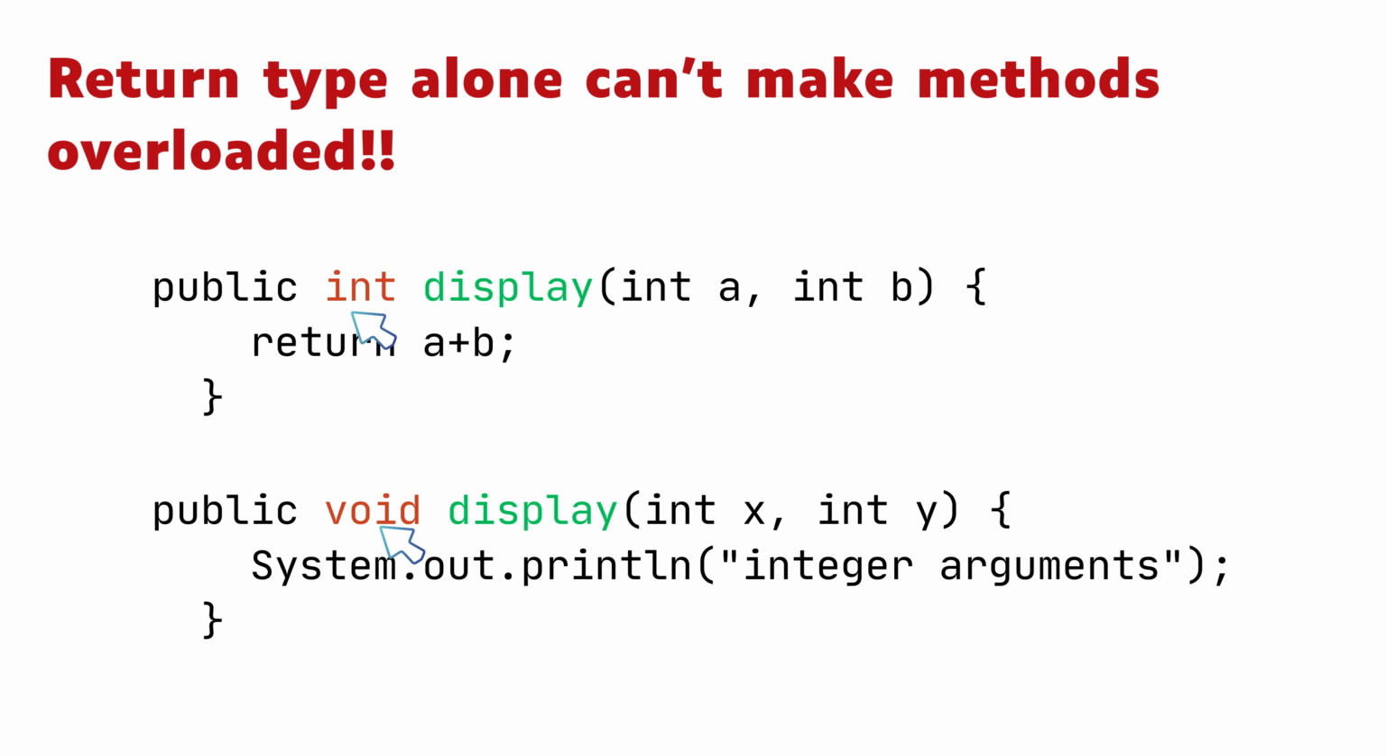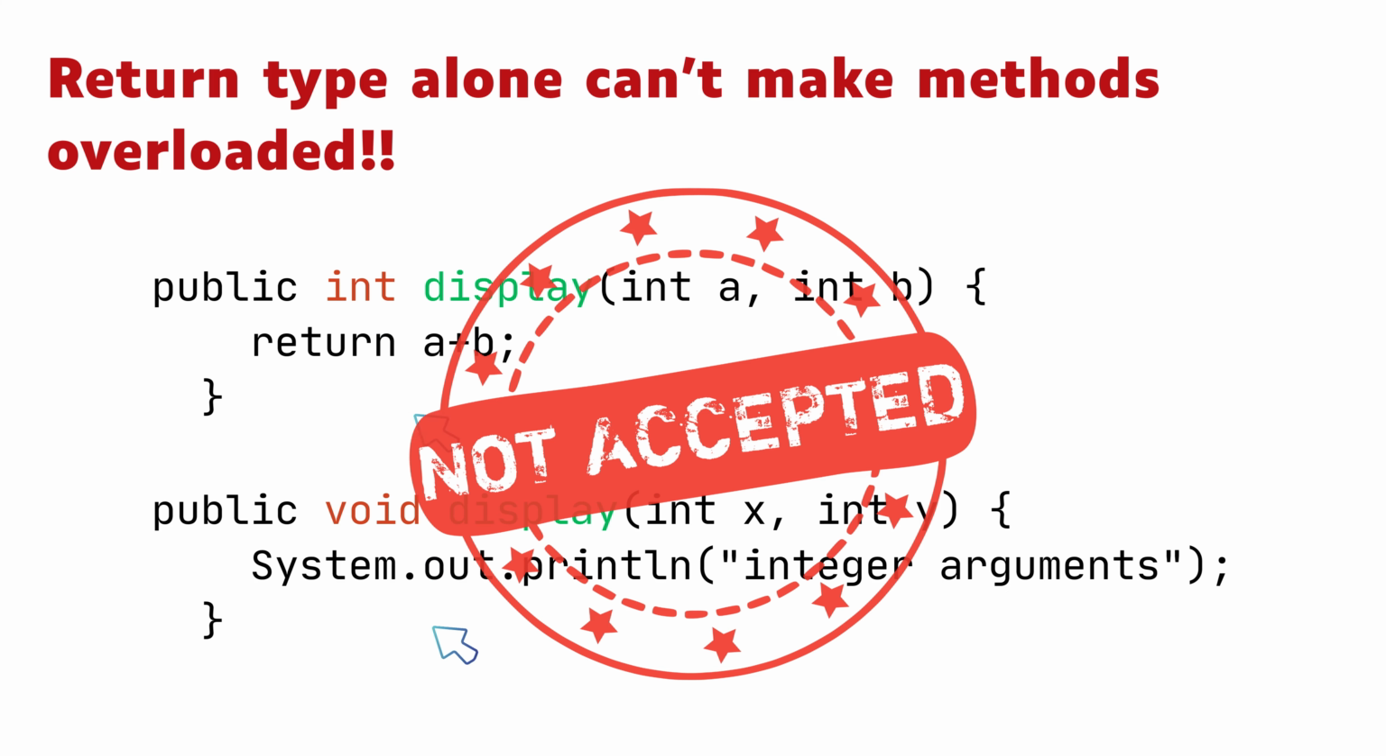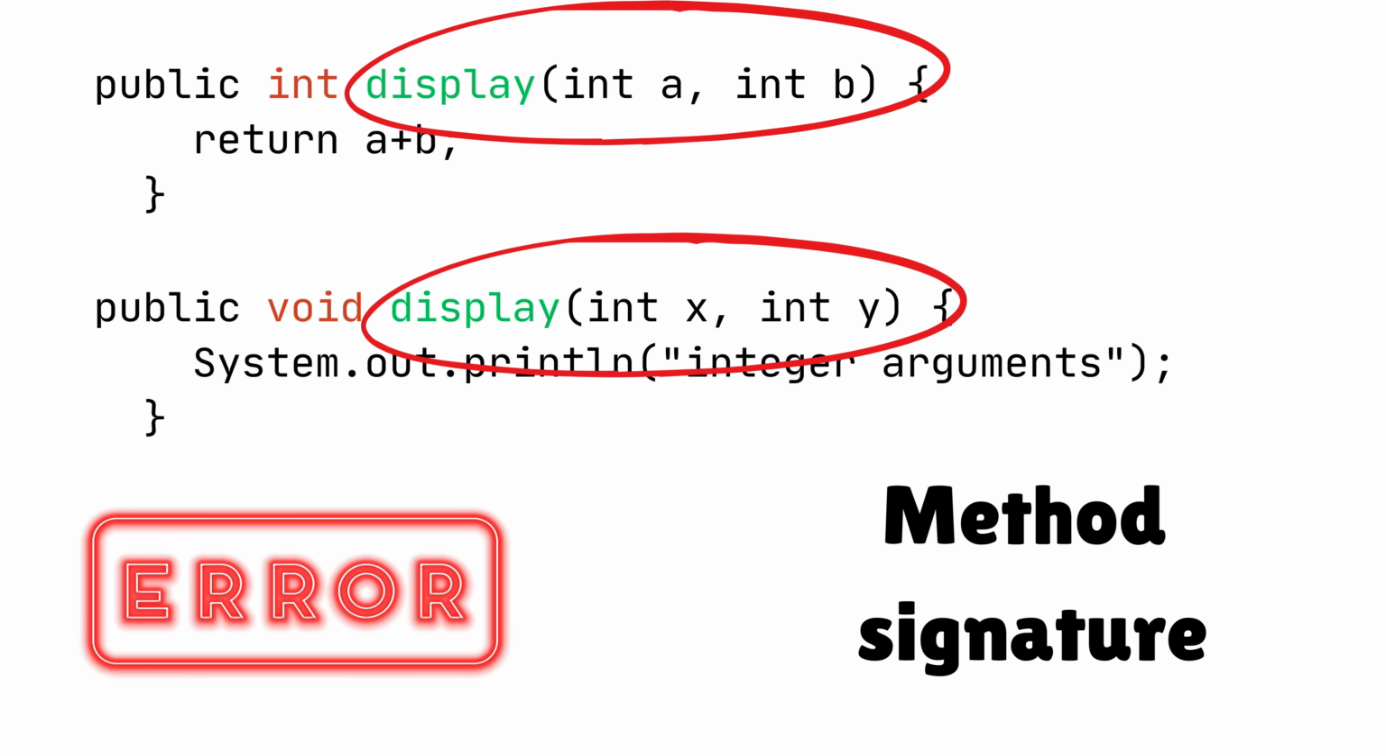If two methods have the same name and the same parameters, but only differ in their return type as seen here, sorry, that's not overloading. In fact, if you try to put them in the same class, the compiler will throw an error because their method signatures are exactly the same. And yep, we've already talked about method signatures in one of our earlier sessions.